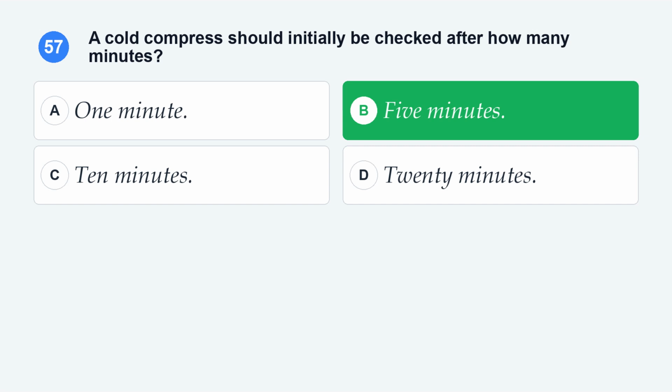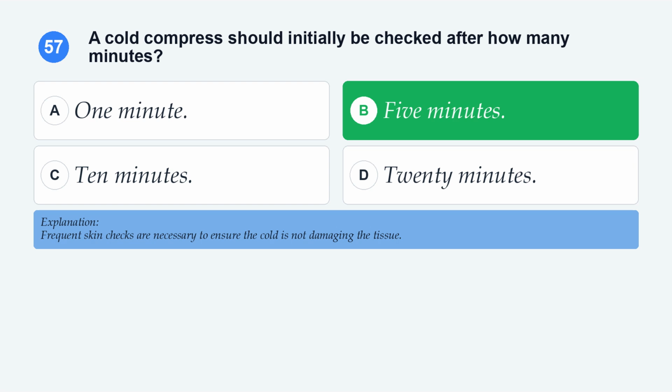The correct answer is option B. 5 minutes. Explanation. Frequent skin checks are necessary to ensure the cold is not damaging the tissue.